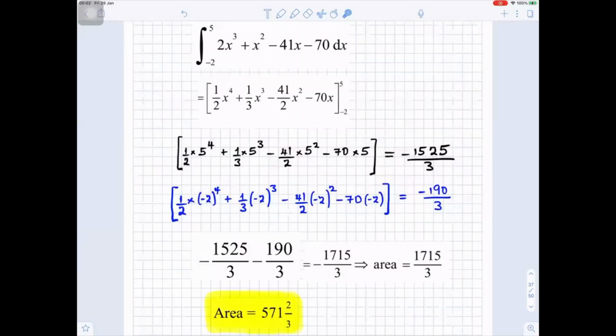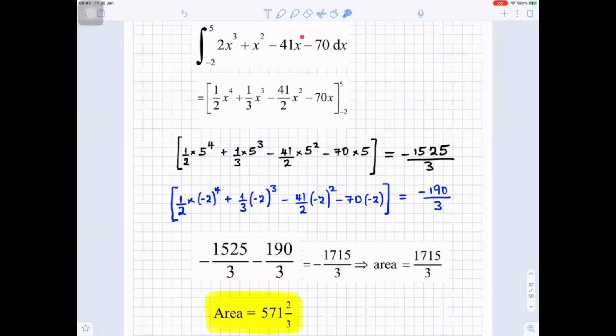So now that we've established that to find the area we integrate from -2 to 5, we get on with the integration. Integration says add 1 to the power, divide by the new power. So 3 plus 1 is 4, and we divide by 4. And 2 divided by 4 is a half. So it becomes a half x to the 4. Add 1 to the power, it becomes x cubed, and divide by the new power, divide by 3. We can write it as 1/3.